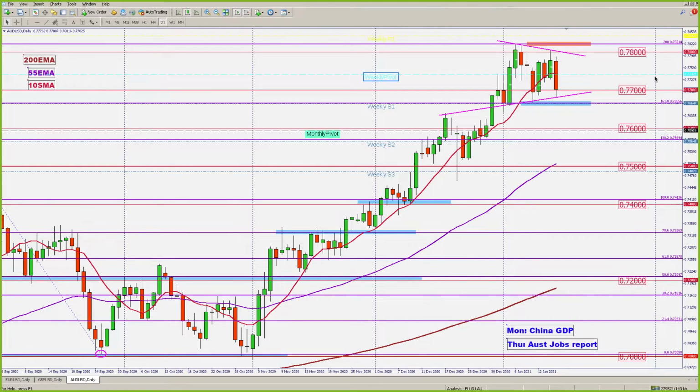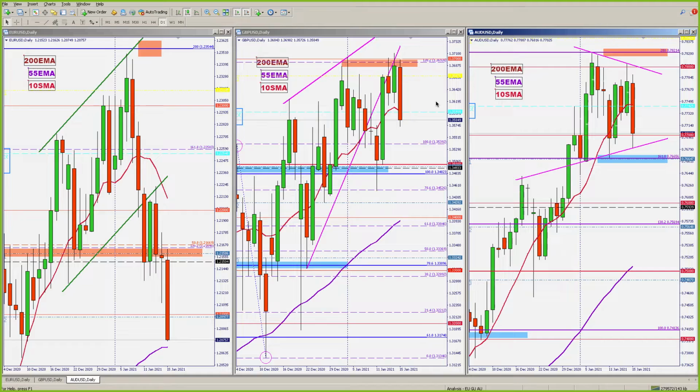So all eyes will depend on the US dollar index, and as we approach next week's US presidential inauguration on Wednesday. So we'll see how the US dollar behaves next week, and that will impact the price structure for these major pairs.